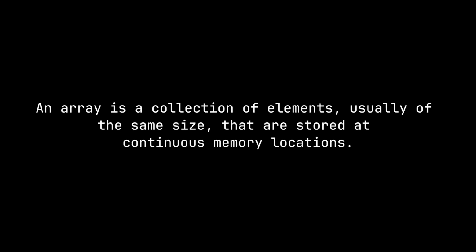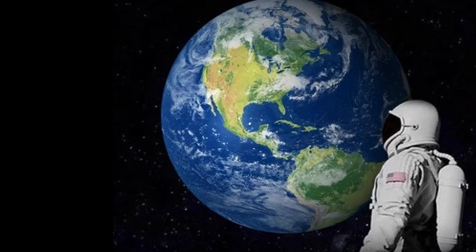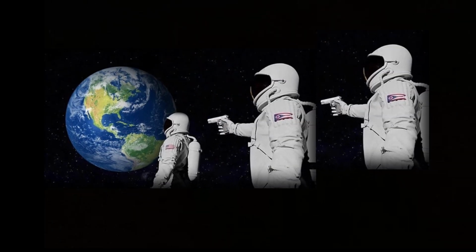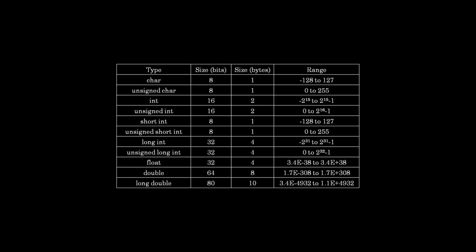Let's recall the definition. An array is a collection of elements, usually of the same size, that are stored at continuous memory locations. So, what does it mean? Continuous means that we can expect that every value goes after another, until we are, of course, out of the array bounds. And size indicates the amount of bytes, or we can say memory addresses, used per value.